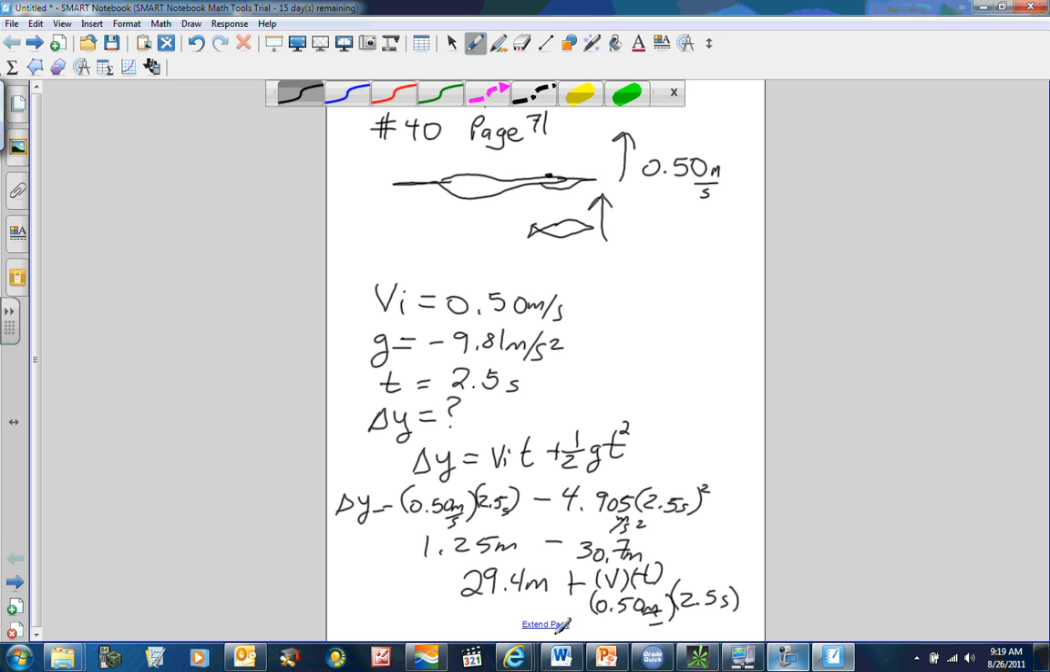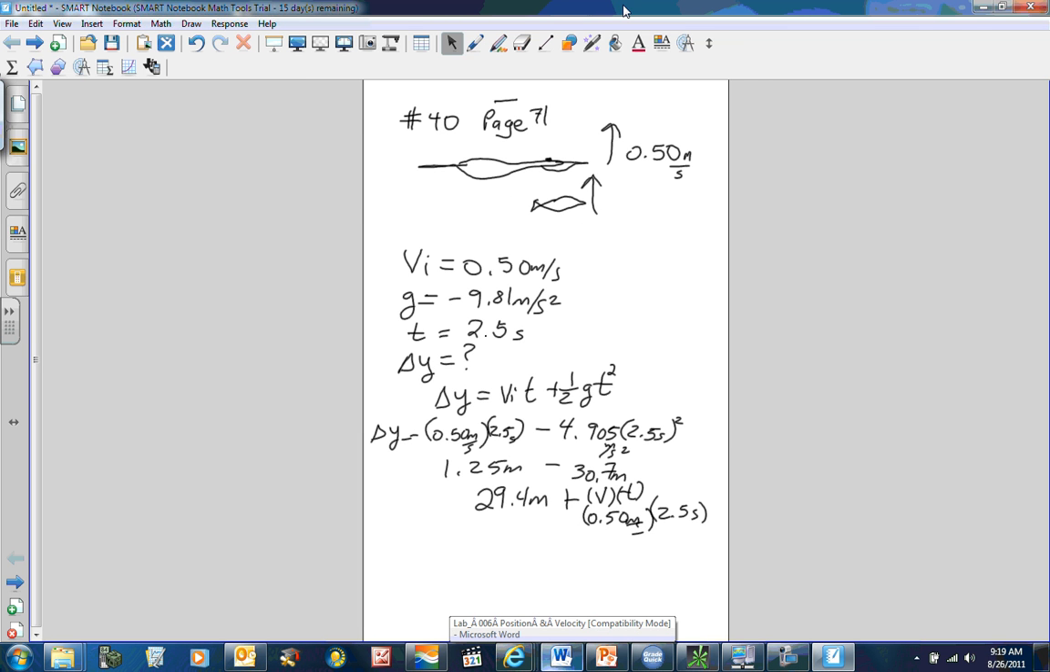So I'm going to make this page a little bit longer. And so if we do that, we need to be sure: 0.5 times 2.5 is 1.25, yeah. So you get 29.4 meters plus 1.25 meters, and when you round that off, it becomes 31 meters, which is the answer in your book.